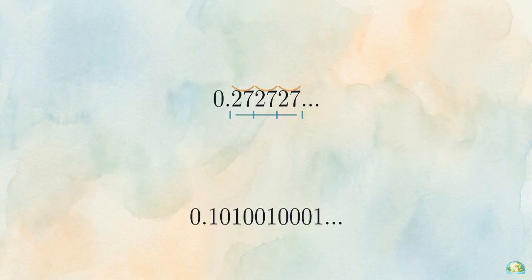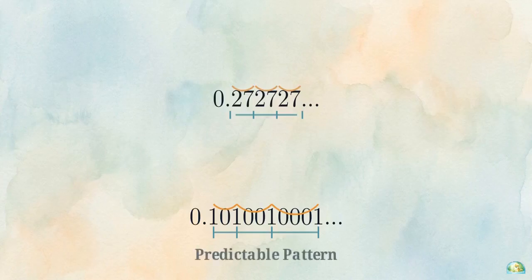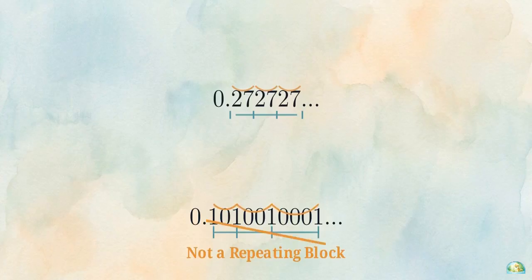Compare that to 0.101000. The jumping arcs show that while there is a predictable pattern of growing zeros, there is no fixed block of digits repeating here. A predictable pattern is not the same as a repeating decimal. If the length of the segments between the ones is constantly changing, the decimal is not repeating.